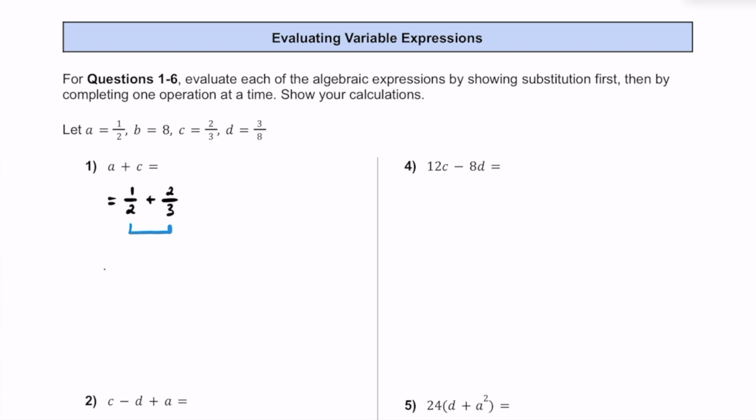Now we need common denominators here, so when's the first time 2 and 3 meet? Well, I think that's going to be 6, right? So if we're going to make that 6 on top and bottom, let's multiply this times 3 and times 3 top and bottom, and then times 2 times 2. So if we do that, we really can see that this is going to be 3/6, and we're adding on this 4/6 here. So if you add 3/6 plus 4/6, that's going to be equal to 7/6.